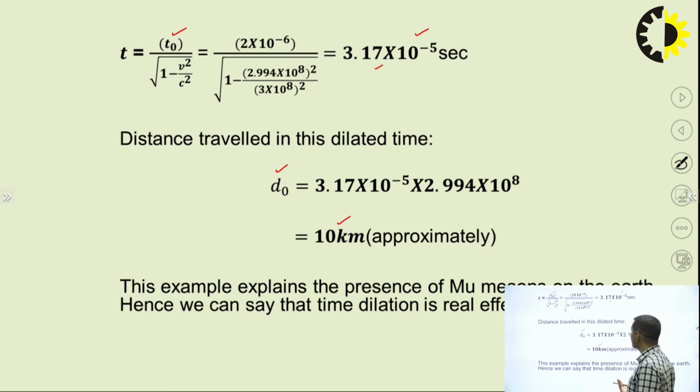That means with the help of this example we can explain this phenomenon, or the presence of mu meson particles on earth. It is only possible with the help of the time dilation phenomena. So this is a real time example, and it can explain this.